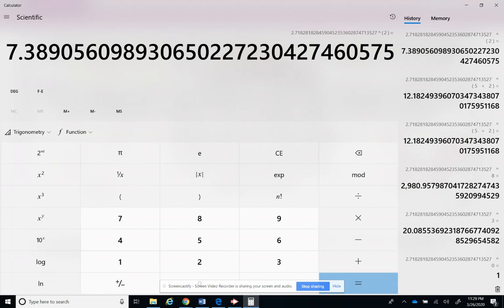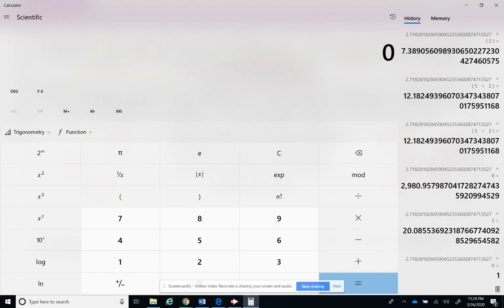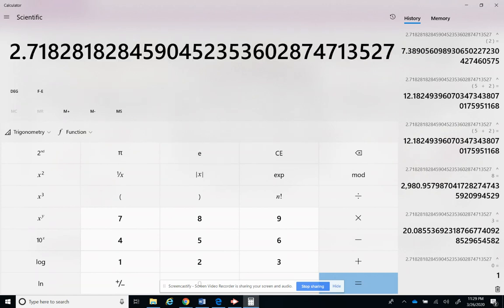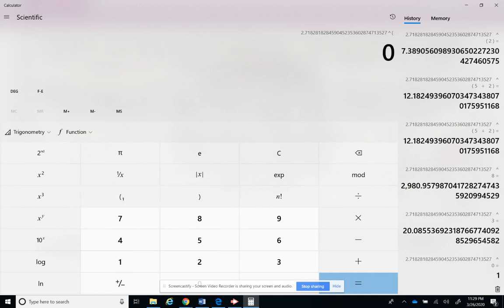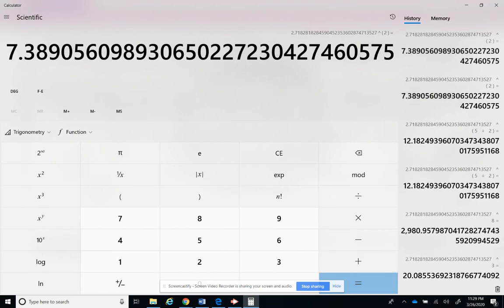Nope, that didn't work out right. That's not the right answer. So let's clear that. Let's try that again. Let's do E. I'm going to do parentheses. I'm going to hit the negative button. 2. Close parentheses, equal. Nope.